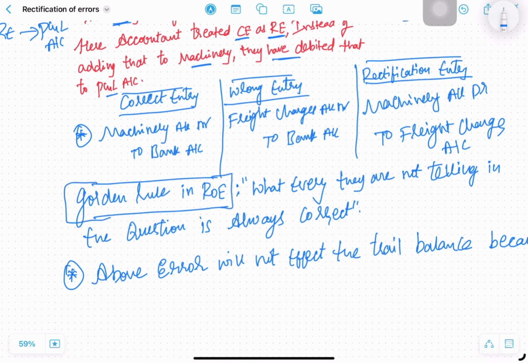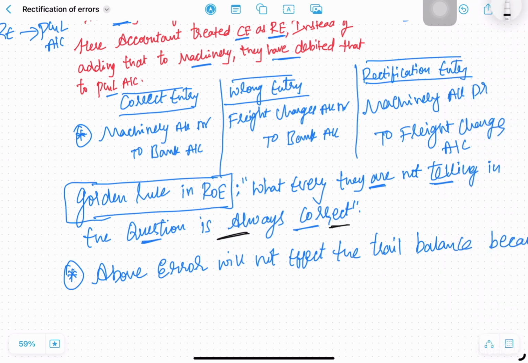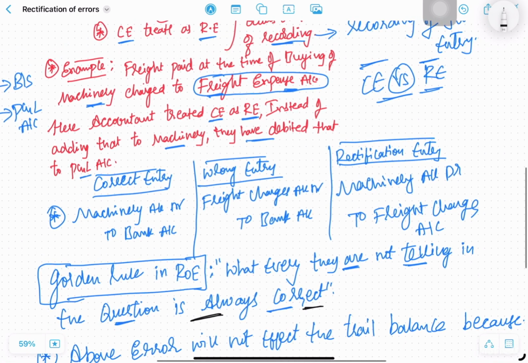Now, what is the golden rule in rectification of errors? The golden rule in rectification of errors is that whatever they are not telling in the question is always correct. This is the most important point, where so many students get confused. If you read this example, freight paid at the time of buying a machinery, charged to freight expense account. That's it. Anywhere they discuss the bank account, they just say they paid it. You have to ignore the bank account.